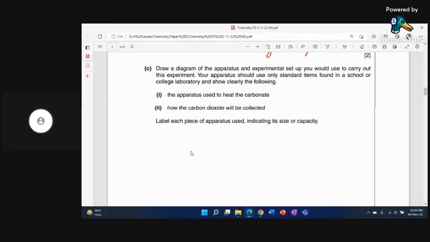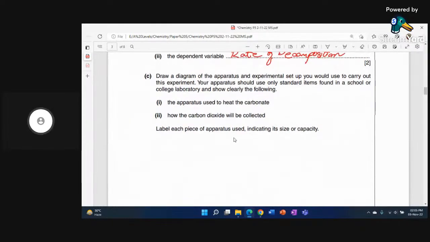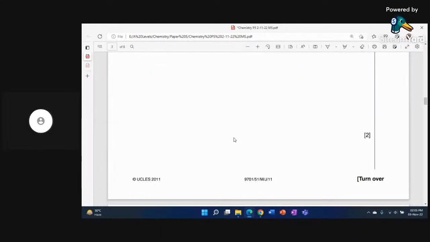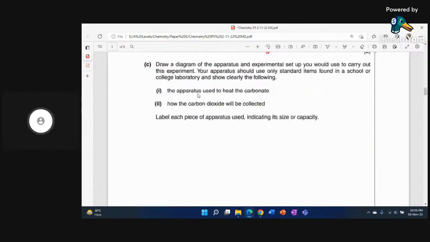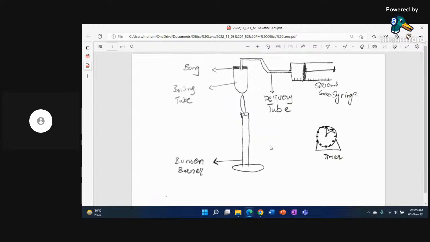The C part says that draw a diagram of the apparatus and experimental setup you would use to carry out this experiment. Your apparatus should use only standard items found in the school or college laboratory and show clearly the following: the apparatus used to heat the carbonate, how the carbon dioxide will be collected, label each piece of the apparatus used indicating its size or capacity. So it is a 2-mark question and you have to make the apparatus. This is the apparatus that will be used.